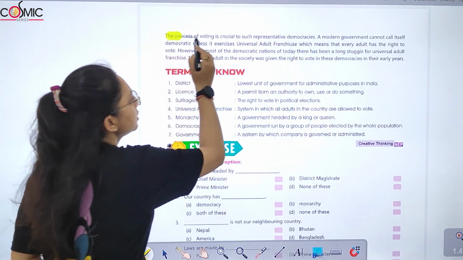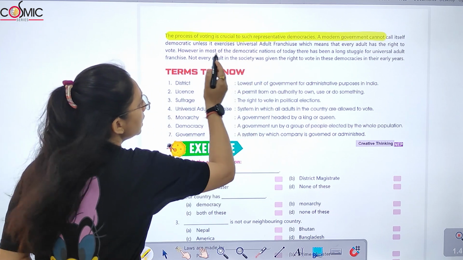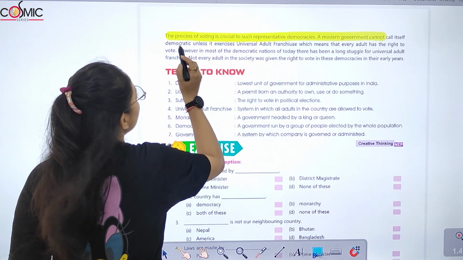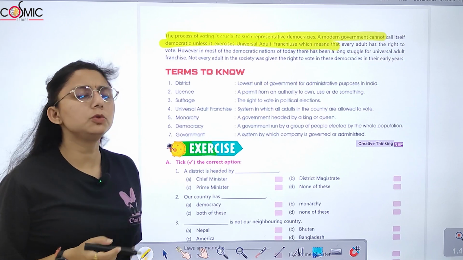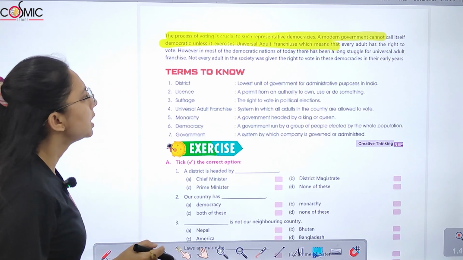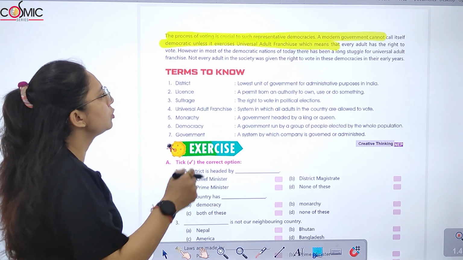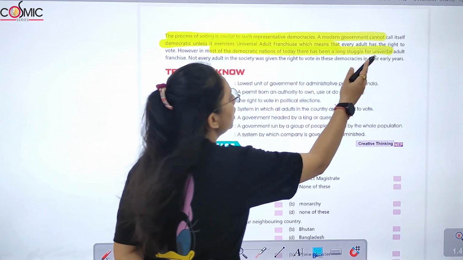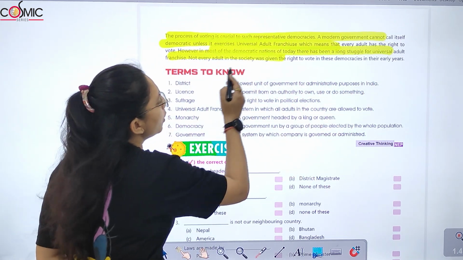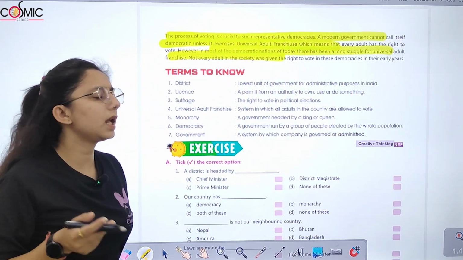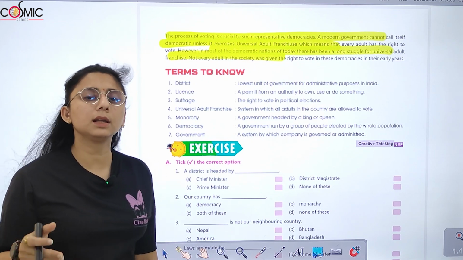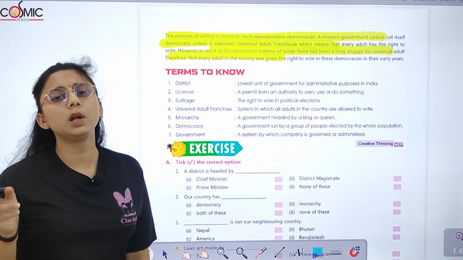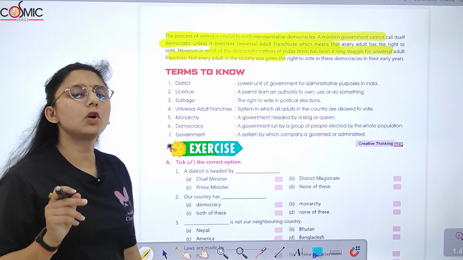The process of voting is crucial in such a representative democracy. A modern government cannot call itself a democracy unless it exercises universal adult franchise. That means every adult has the right to vote. In most of the democratic nations today there has been a long struggle for universal adult franchise, and not every adult in society was given the right to vote. Earlier not all adults had the right to vote. Right, this is all in this chapter.